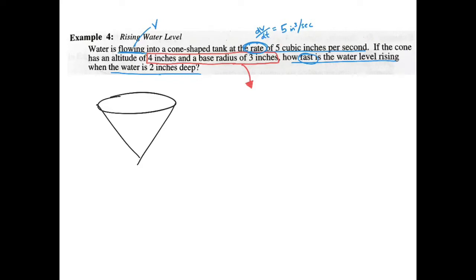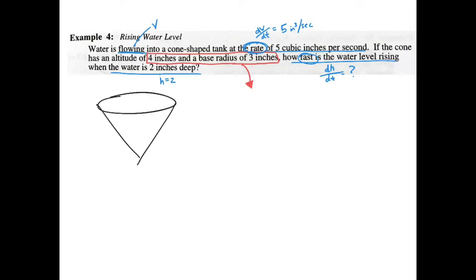Cool. We're going to talk about what to do with all that stuff in the red box in just a second. It says, how fast is the water level rising? So how fast, I know that's another rate, so it's another derivative. And for the water level rising, I'm going to use a little h to talk about the water level, the height of the water. So since it's how fast, we're talking about the rate or derivative, dh/dt is what we're trying to find. When the water is 2 inches deep, so when the little h is equal to 2.